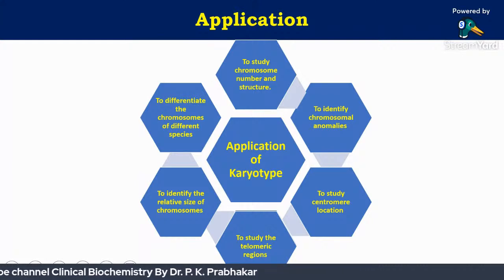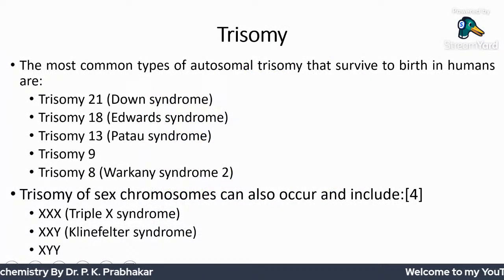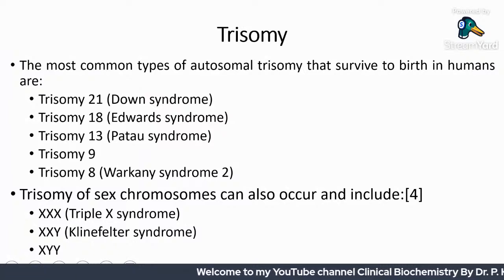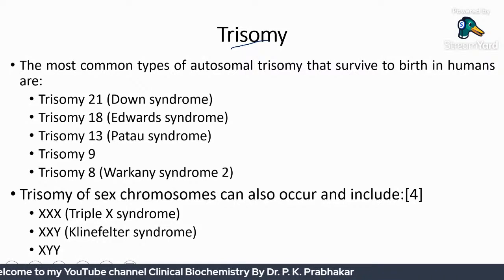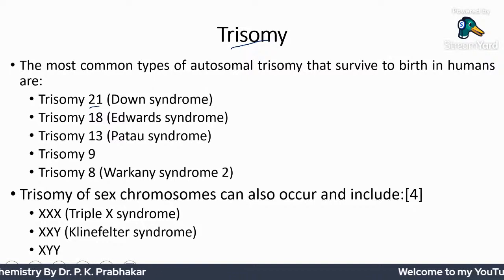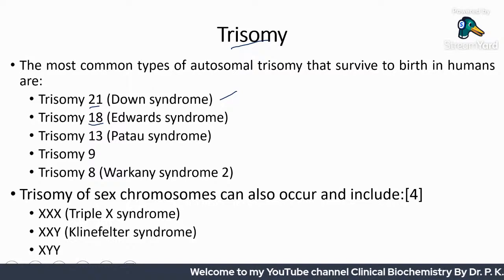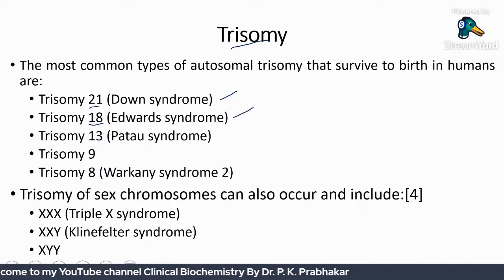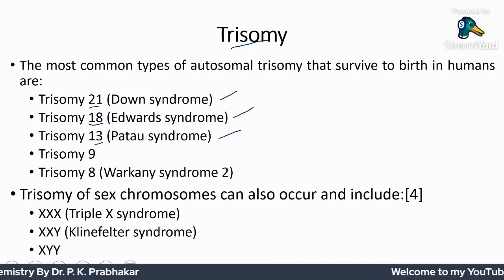Now I will show you some karyotypes for changes in number. When the chromosome number is increased by one, that is called trisomic, meaning in place of 46 we have 47 chromosomes. If chromosome number 21 is increased by one, that is called Down syndrome. If chromosome number 18 is increased by one, in place of a pair we have three chromosomes there, it is called Edwards syndrome. If chromosome number 13 is increased, that is Patau syndrome. Then chromosome number 8, that is Warkany syndrome.